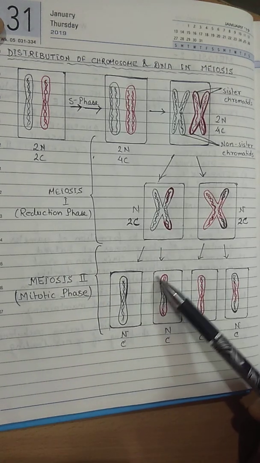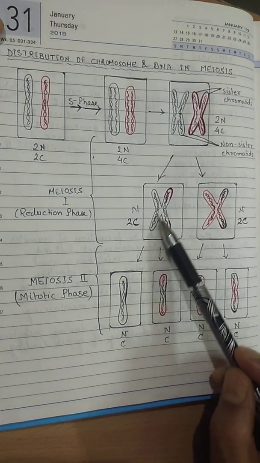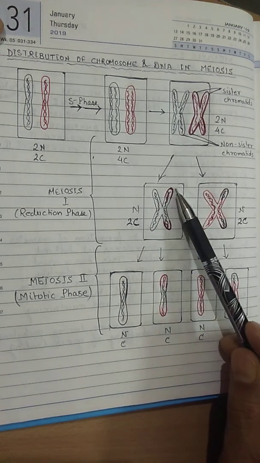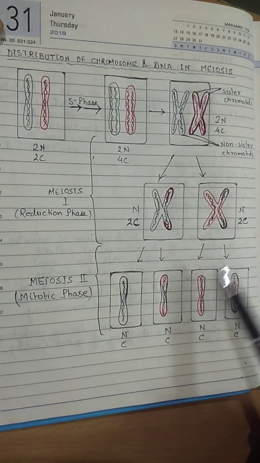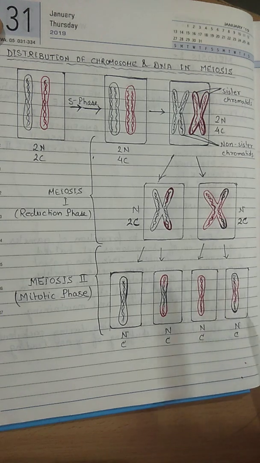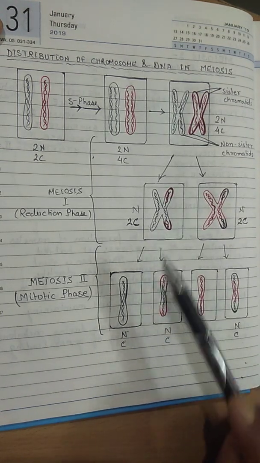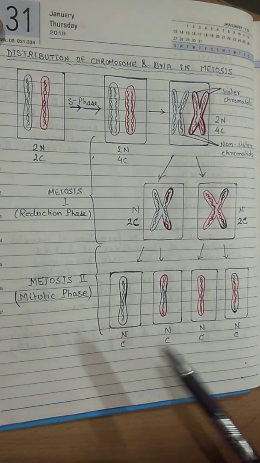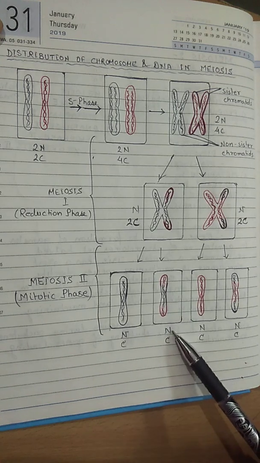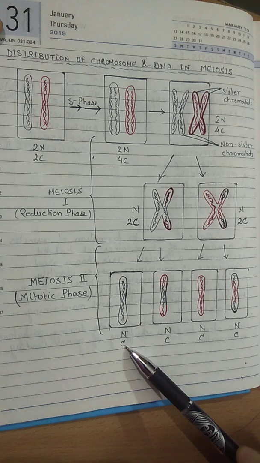So in meiosis 2, what happens? The chromatids get separated. This chromatid will go to one cell, this chromatid will go to another cell, and so on. I told you before that the moment the chromatids get separated, they are regarded as chromosomes. So this is one chromosome, so N, this is one chromosome, so N, and each chromosome has one DNA molecule. That's why the amount of DNA has become C.